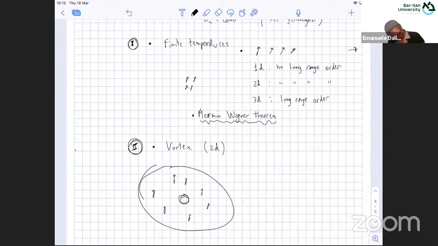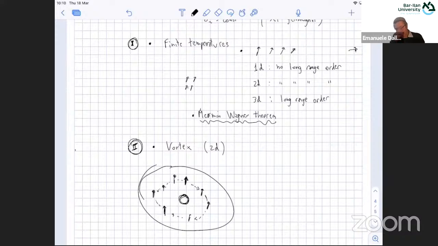Now what you can ask yourself is, let's assume that I start here up. Now I move to the next spin, it also starts up. So in this case, let's say I'm at 0 temperature. So they are all up. They're all coupled and they're all up. That's at 0 temperature.